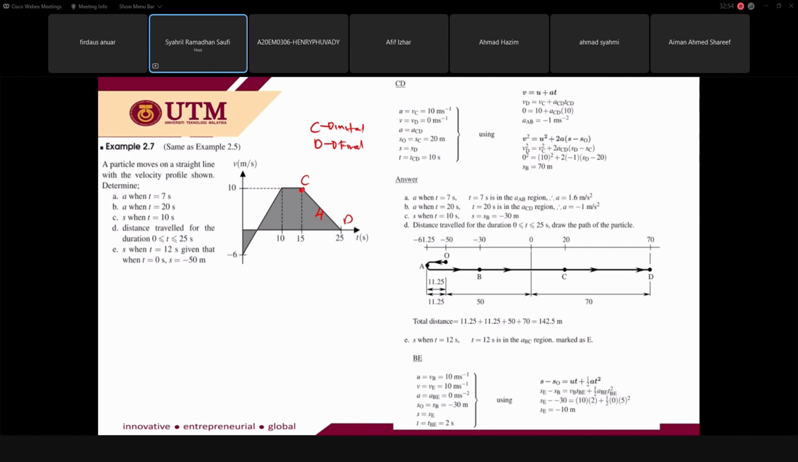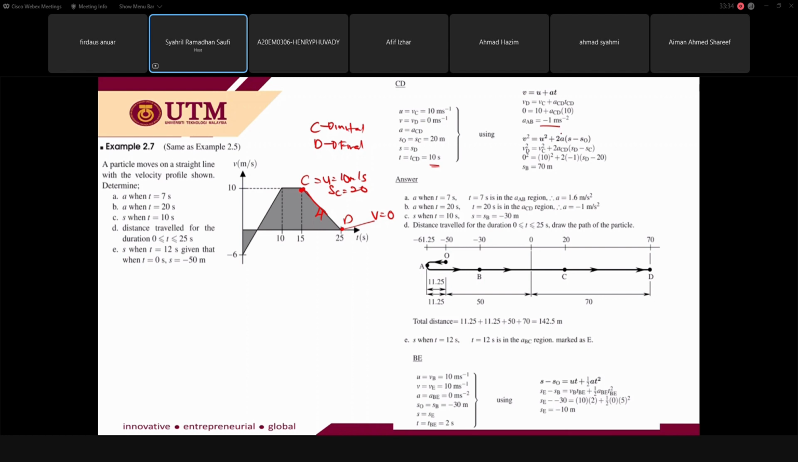So at C, V is equal to 10, which is U initial, 10 meters per second. And at this point, you know that V should be equal to 0. And then at this point, SC is 20. And the time difference here, 25 minus 15, is equal to 10 seconds. So you substitute into the equation, then you get acceleration is -1. Why -1? From here you know that this is a negative slope, or negative gradient.